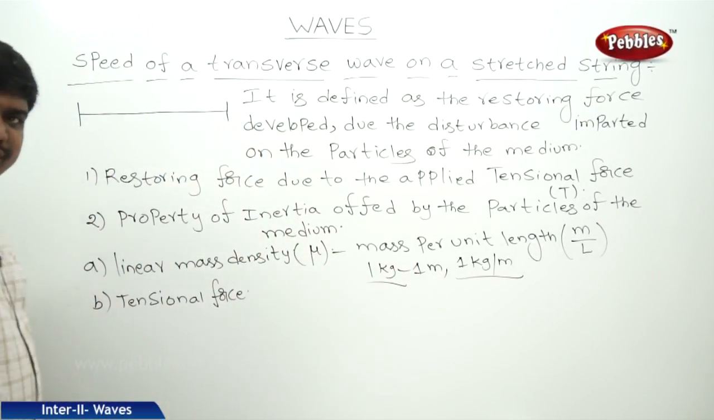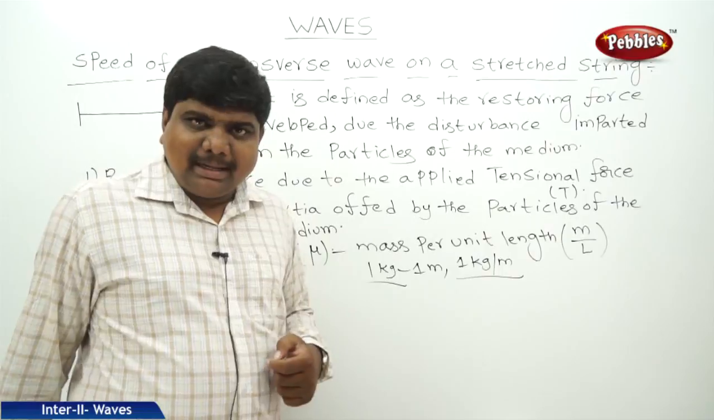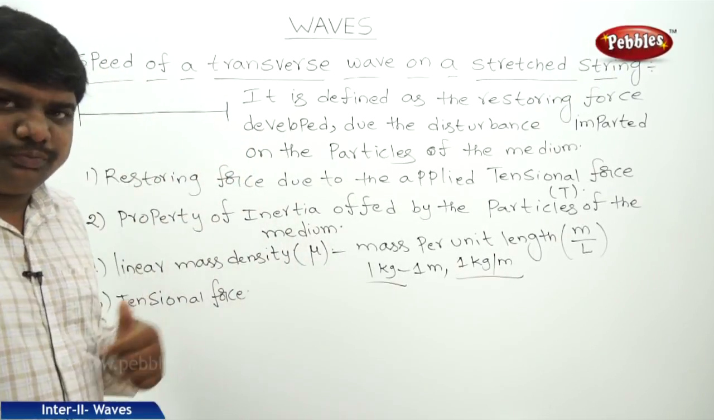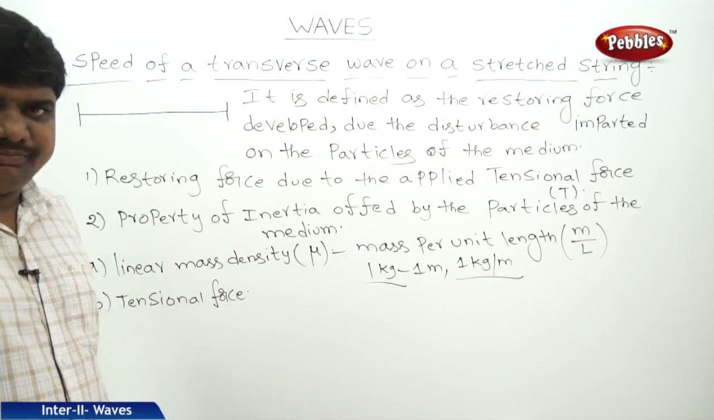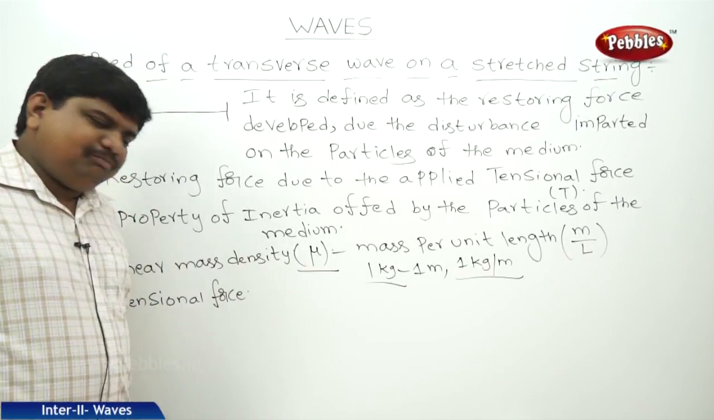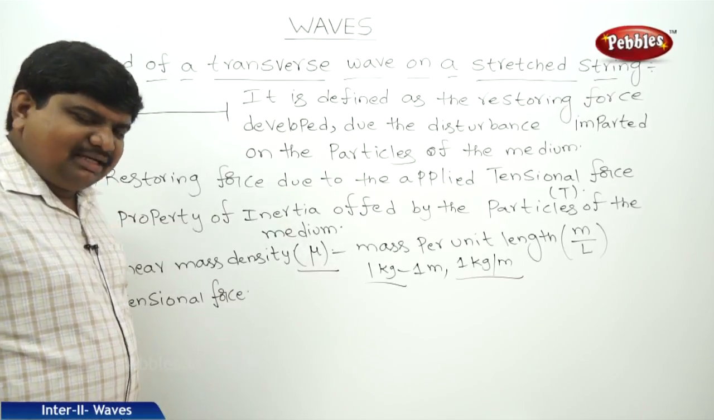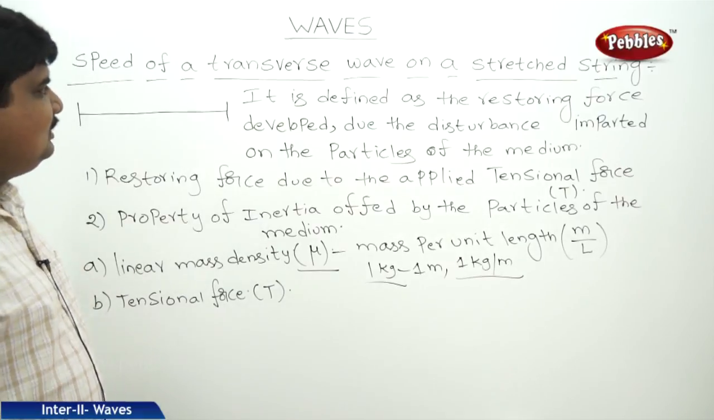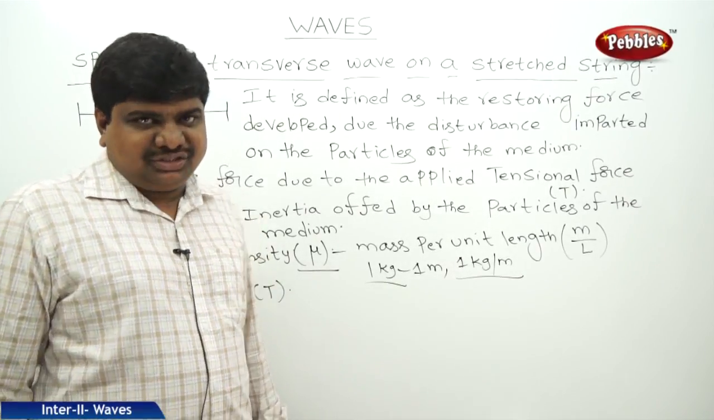Next, tensional force. It is nothing but the force applied on the body. Because the two ends are fixed, it creates tension in the string. So by using the dimensional formulas of the linear mass density and tensional force, we can prove the speed of the transverse wave on a stretched string.